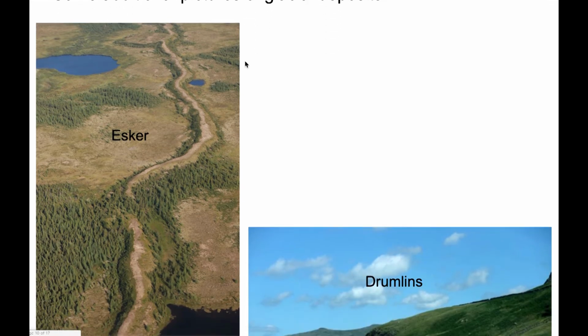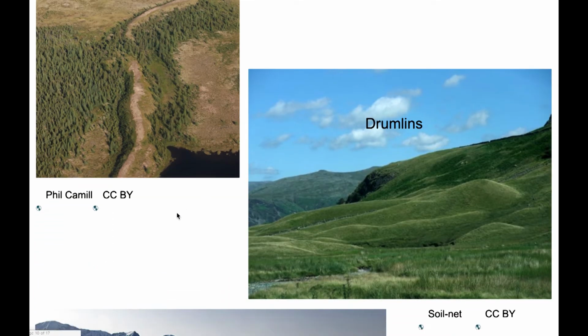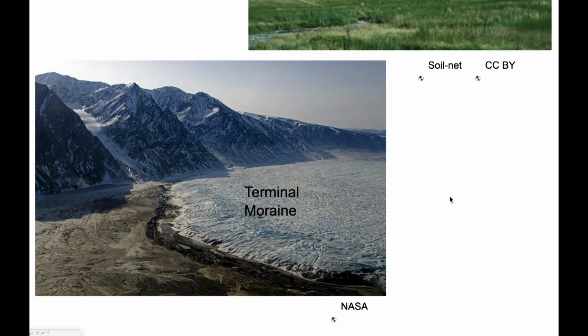Here are some additional features. An esker is like a really, really long ridge. Drumlins are little tiny cute hills. And a terminal moraine is a really long ridge that shows you where that glacier used to end.